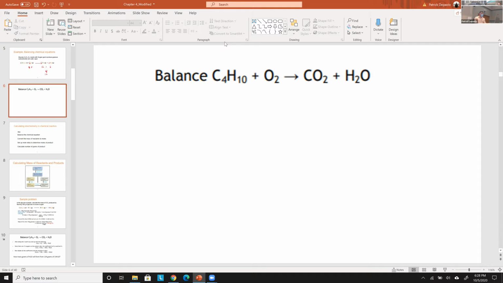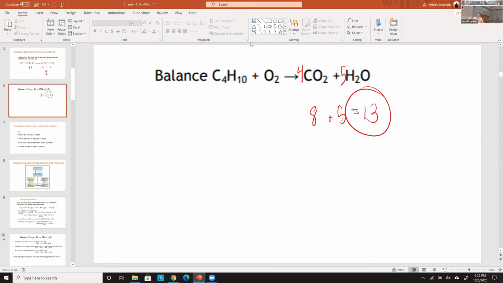So we have C4, we have 4 over here, and then we have 1 over here. So we're going to put a 4. We have 10 over here, 2 over here, put a 5. Then we have O2. All right, so let's look on the right side. How many oxygens do we have to contend with? We have 8. 4 CO2 means there's 8 oxygens. And then 5 O means there's 5 oxygens, which equals 13.